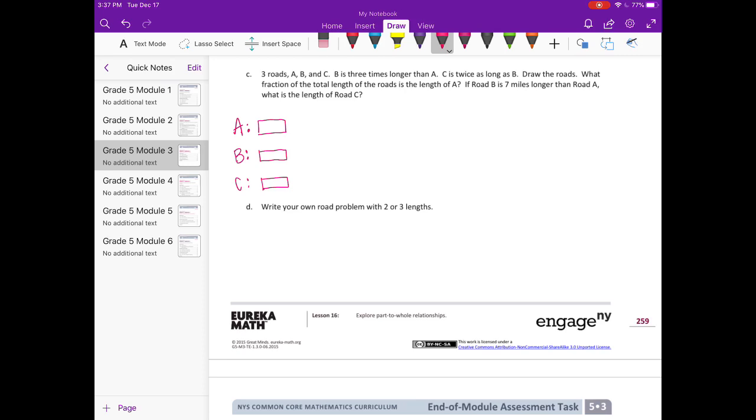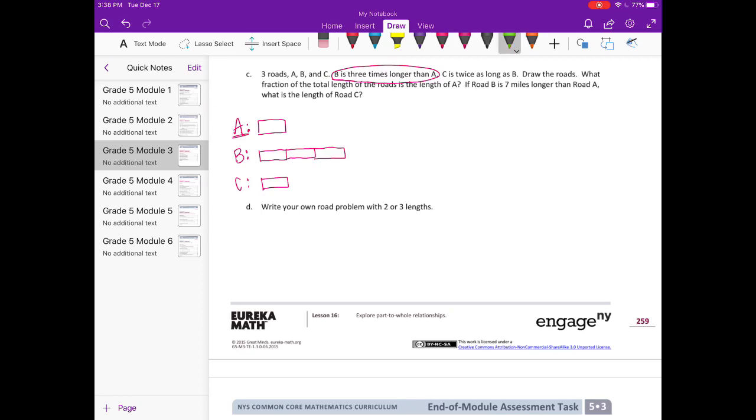So we can start here with B is 3 times longer than A. So if this is A right here, here's A, B is 3 times that size. So I'm going to add 2 units on there so that B is 3 times longer than A.